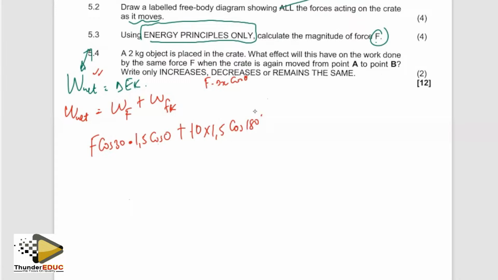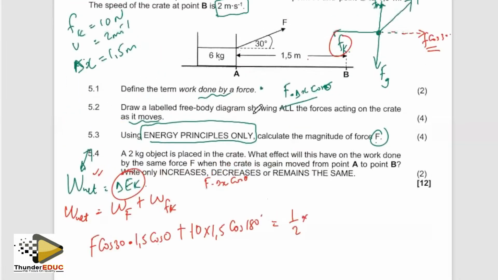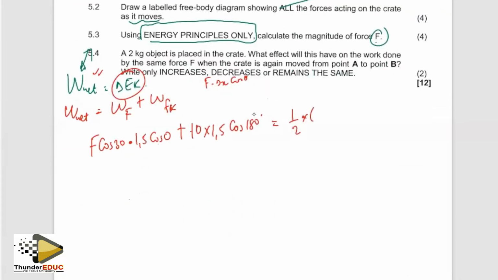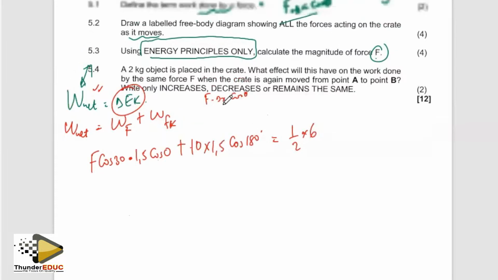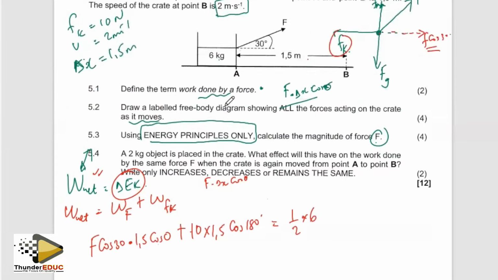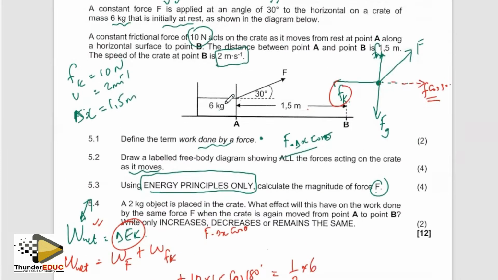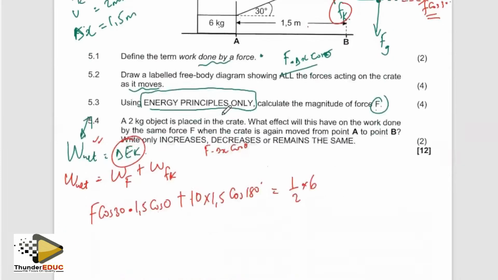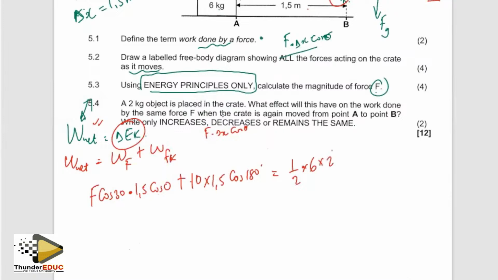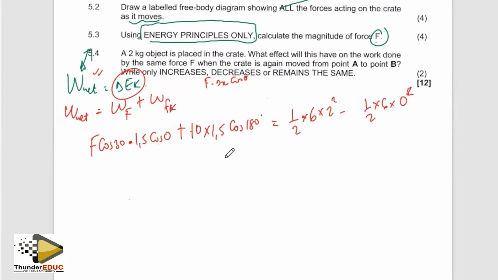Okay, so before I simplify this, let me just equate it to the change in kinetic energy, which is a half, the mass, which is 6, and then the final velocity. Do we know the final velocity? Yeah, they told us the speed of the crate at B is 2. So it's going to be times 2 squared, minus a half times 6, initial velocity is 0 squared. All right, then I'll have this simplified.